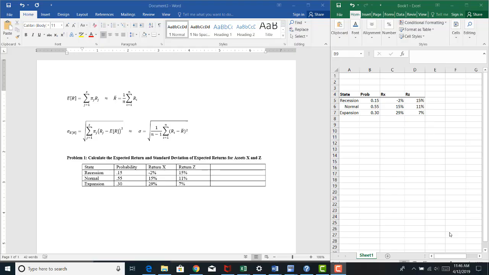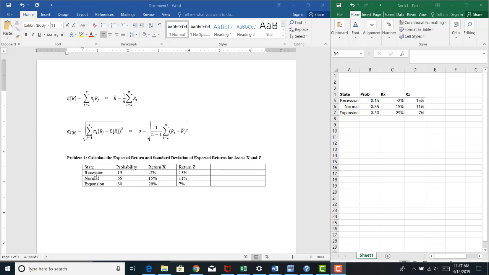All right, let's start working with some data. So here's the first problem that we're going to do. We're going to calculate the expected returns and standard deviation of expected returns for both assets X and asset Z.